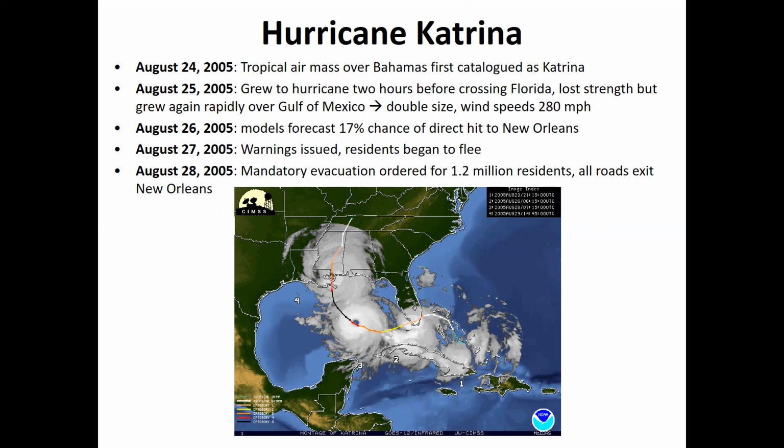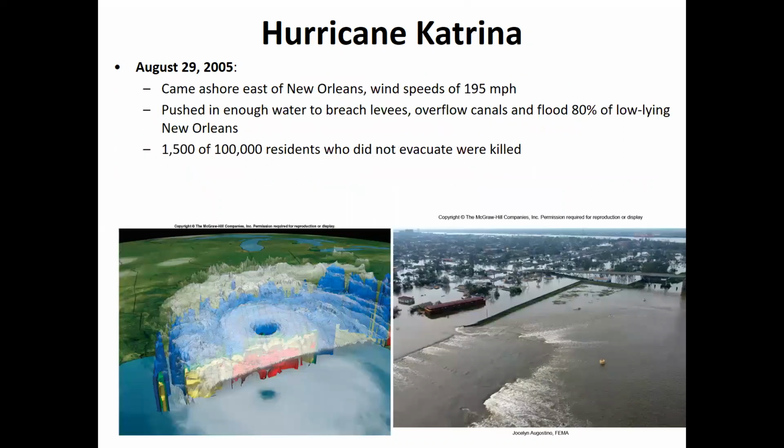All roads were set to exit. So, you know how interstates have lanes going in two different directions? Well, all the roads were in the same direction, and that was away from the city. August 29th, 2005, the hurricane came ashore east of New Orleans. Wind speeds 195 miles per hour, pushed enough water to breach the levees. It caused overflow of canals and flooded 80% of low-lying New Orleans. 1,500 of 100,000 residents who did not evacuate were killed.